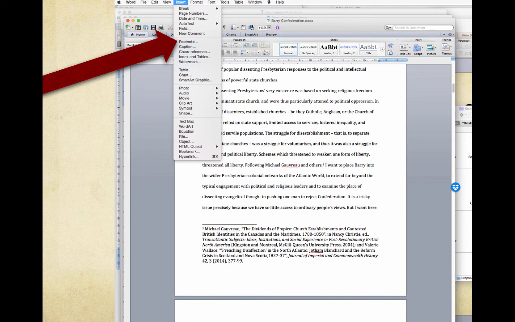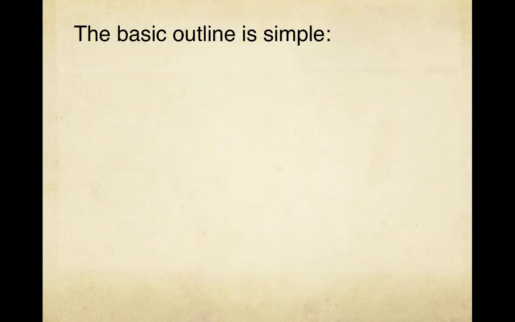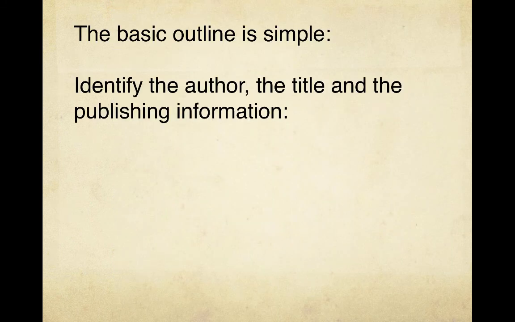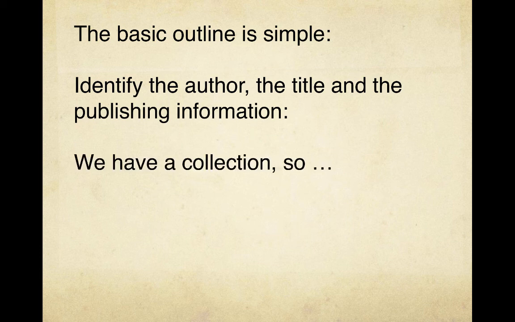Most of you, though, are more concerned about what goes into the footnote and how to figure that out. The basic outline is pretty simple. You identify the author, you identify the title, you identify the publishing information. And of course, that's a way to verify the quality of the reference you're using, that it's verifiable as a good source. Often footnotes are pretty simple. They just give you the author, the title of the book, and the publishing information, the page, and so on.